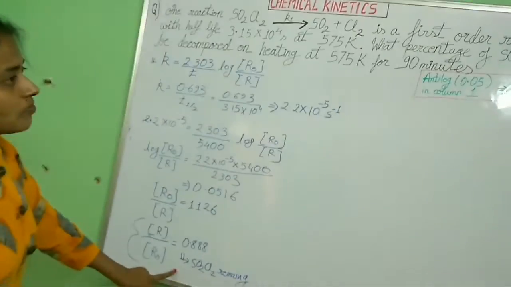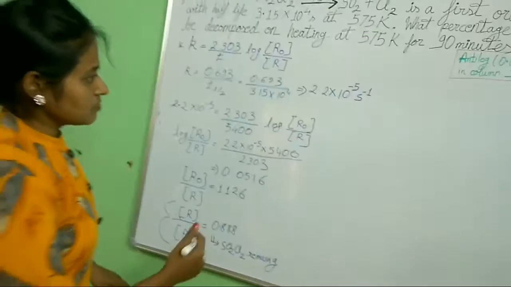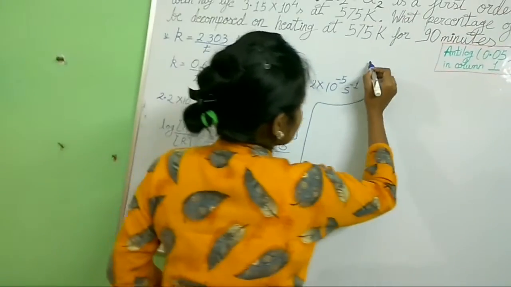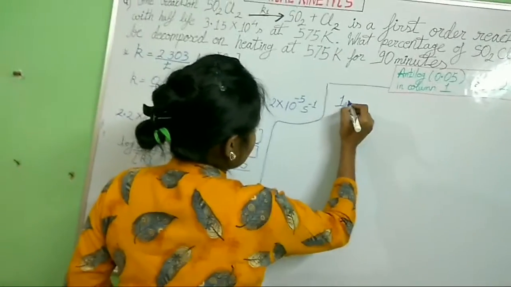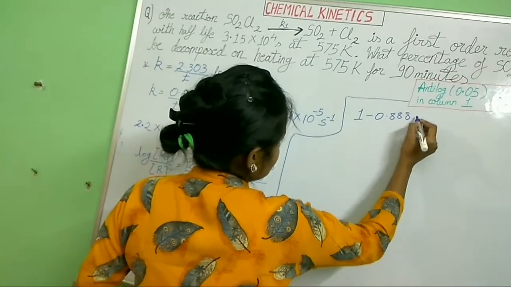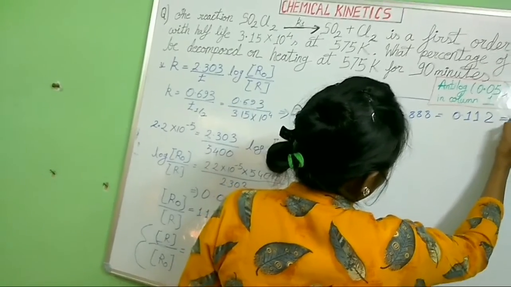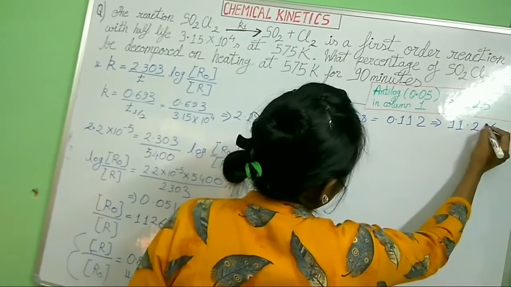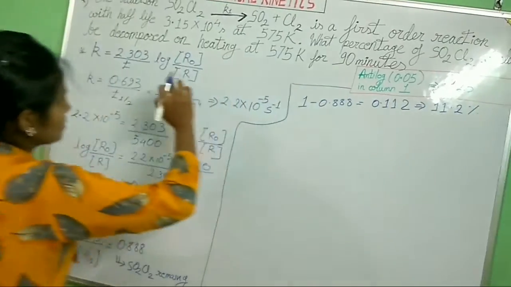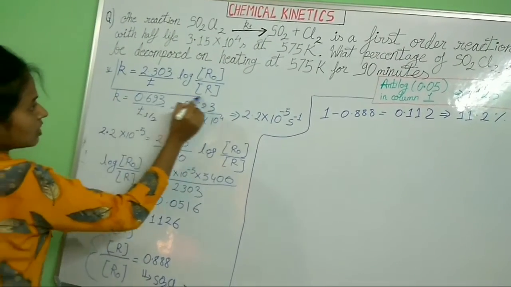But we have to find out how much SO2Cl2 has been decomposed. Okay. This is remaining. So how much will be decomposed? That will be 1 minus 0.888, that is 0.112, and that is 11.2%. Is it clear? So 11.2% of SO2Cl2 has been decomposed, right? Now, with this formula, the answer is complete here.